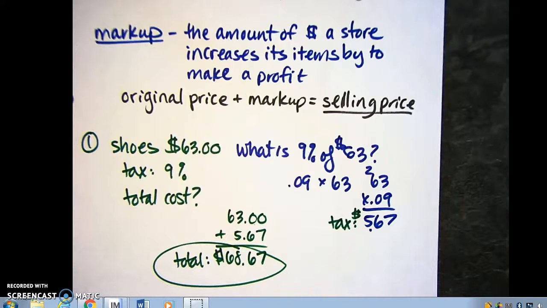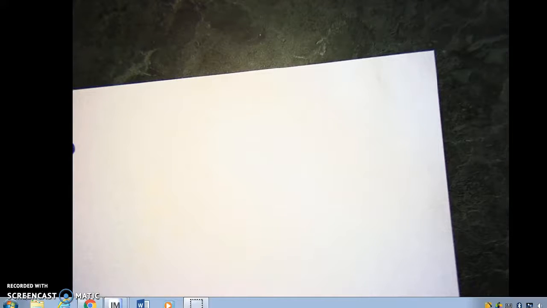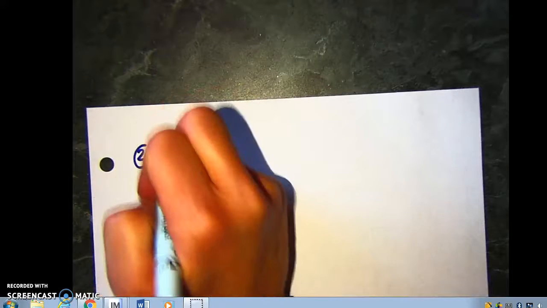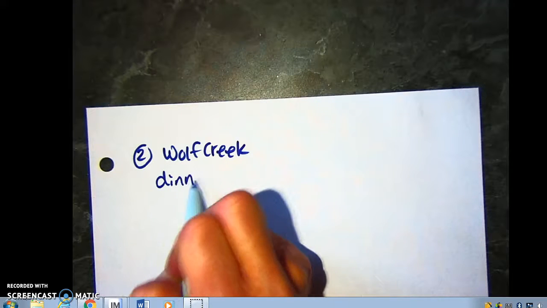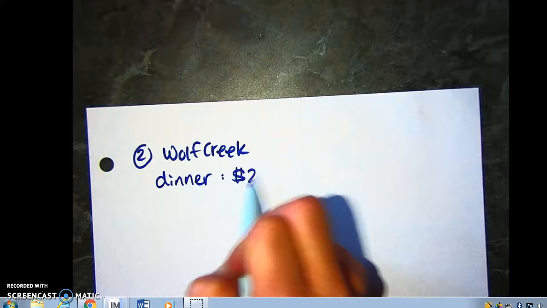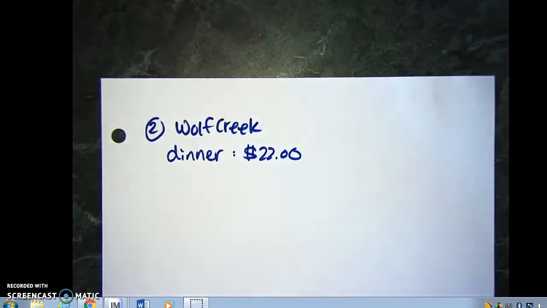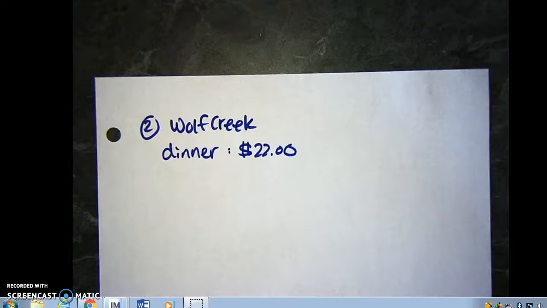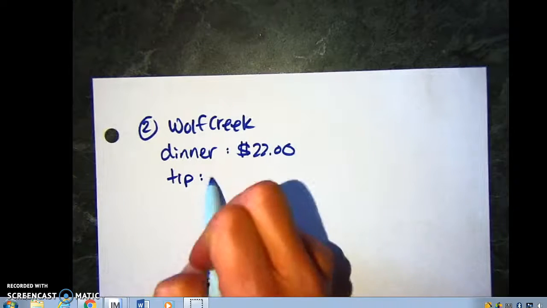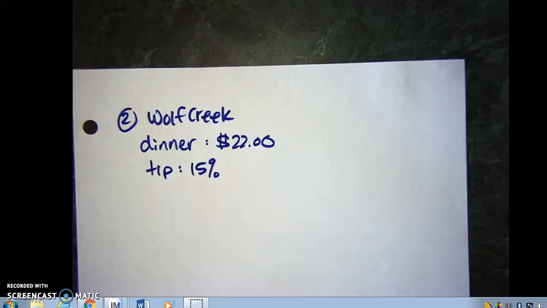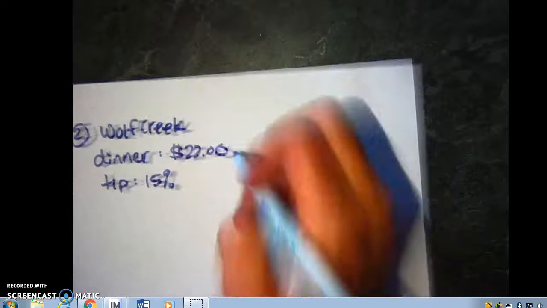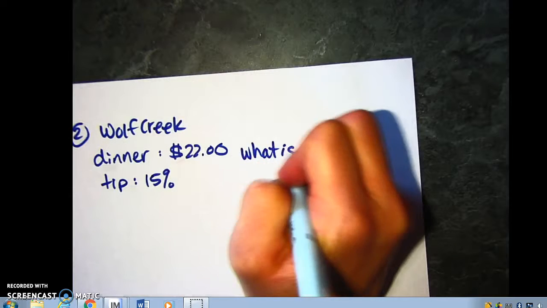Right, our next problem is similar, but we're going to solve it one of the other ways. So now let's say you go out to dinner after you have your shopping spree. I like Wolf Creek, so let's go to Wolf Creek. You and your friend, you spend $22 on dinner. But you also have to pay, you don't have to pay, but you choose to pay a tip. And the average tip is 15%. So we're going to pay 15% to say thank you to our server. Once again, what we're really asking is, what is 15% of $22?